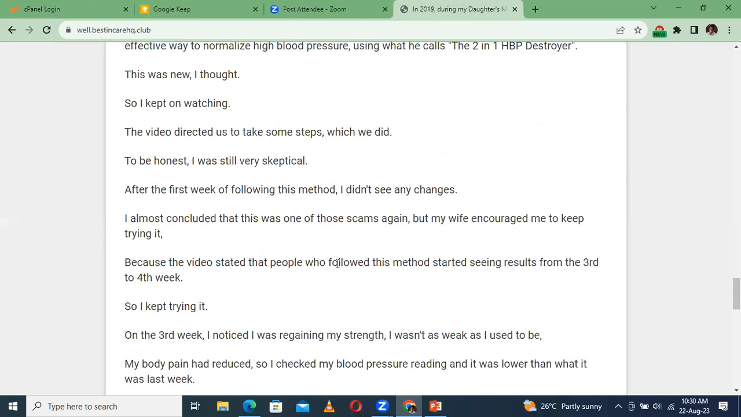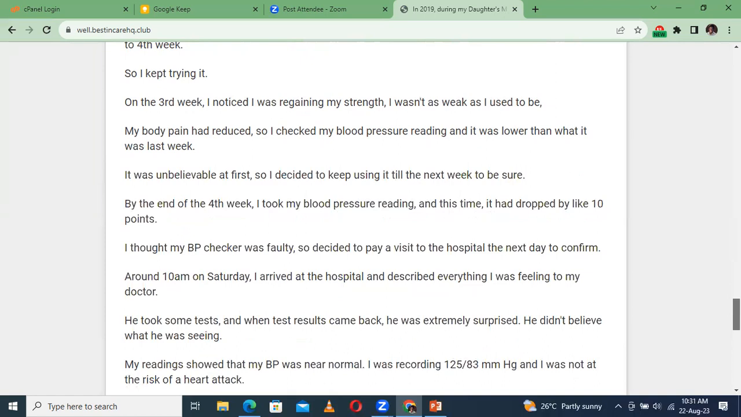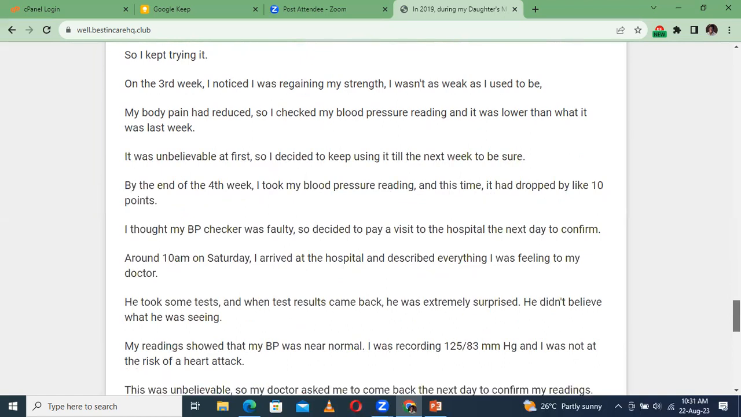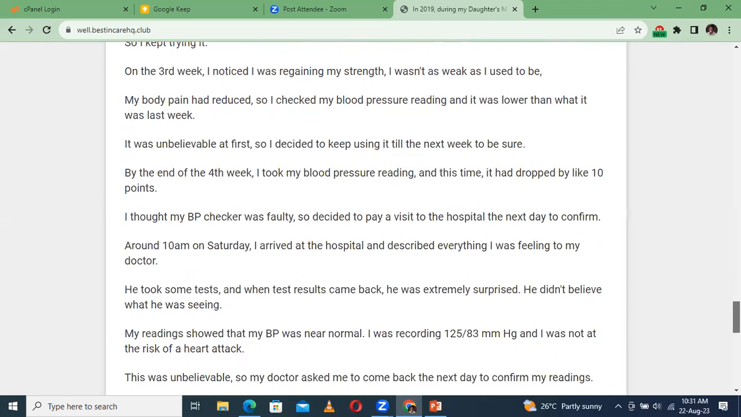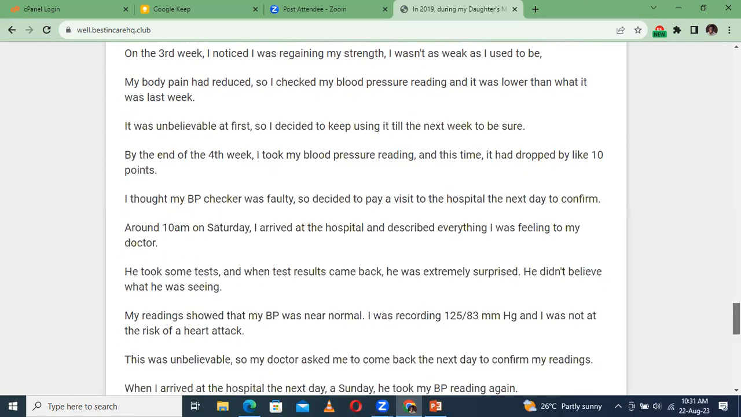But my wife encouraged me to keep trying it because the video stated that people who follow this method started seeing results from the 3rd to 4th week. So I kept trying it. On the 3rd week, I noticed I was regaining my strength. I wasn't as weak as I used to be. My body pain had reduced. So I checked my blood pressure reading and it was lower than it was last week.